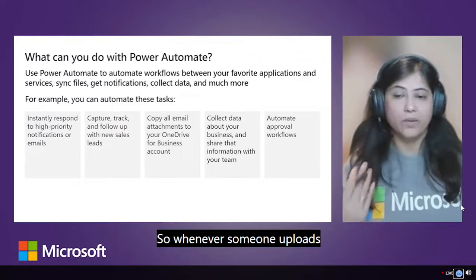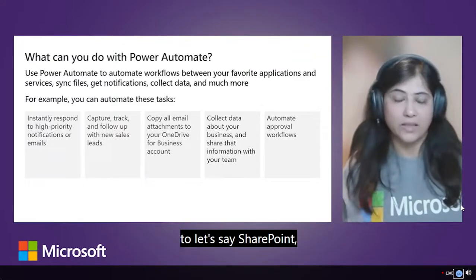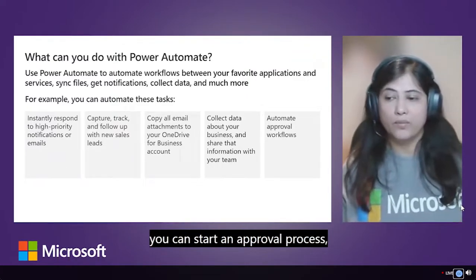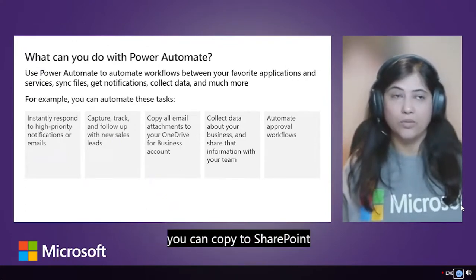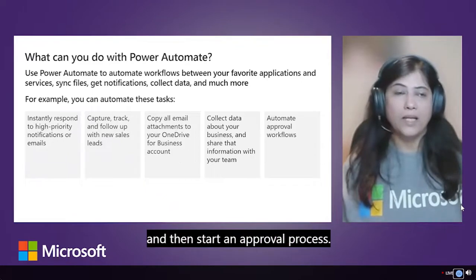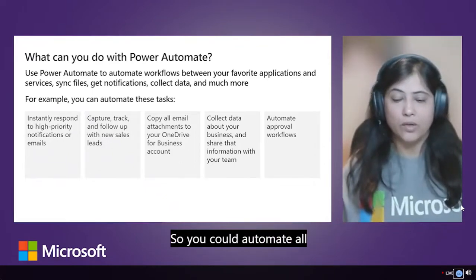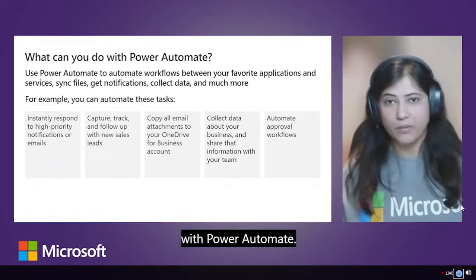So, whenever someone uploads a new statement of work to, let's say, SharePoint, you can start an approval process. Or if you receive the statement of work in an email, you can copy it to SharePoint and then start an approval process. So, you could automate all sorts of business processes with Power Automate.